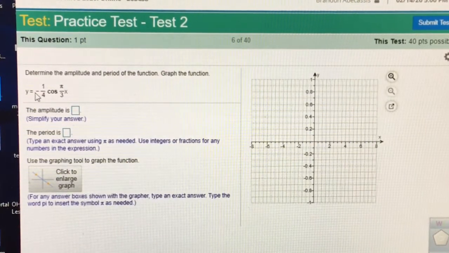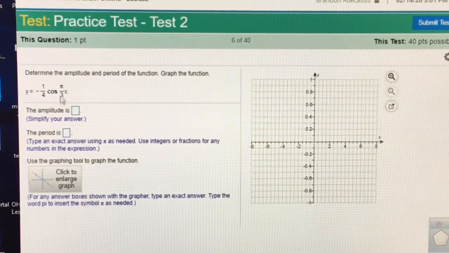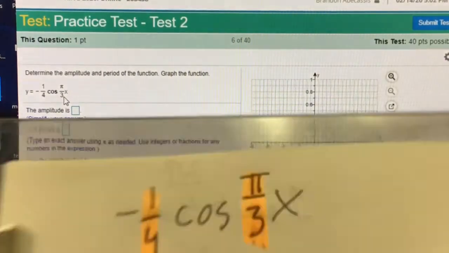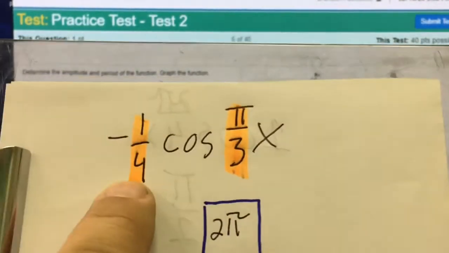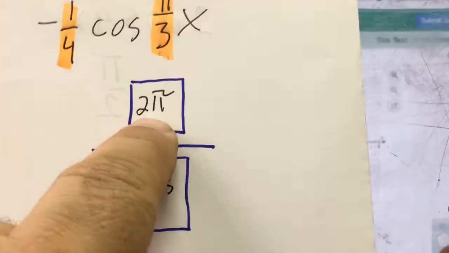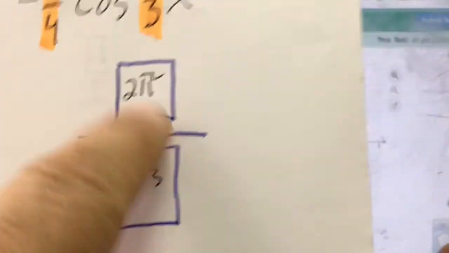Okay, cosine with a negative, that's okay. Pi over 3 is where the period is going to be located, where I have to figure out the period. Okay, notice it's negative 1/4 cosine, pi over 3x. So my amplitude is going to be 1/4, not negative 1/4, just 1/4. Now my period, I have to put 2 pi on top of that. So on my calculator, I can hit that over-under button, and do 2 pi on top and pi divided by 3 on the bottom.